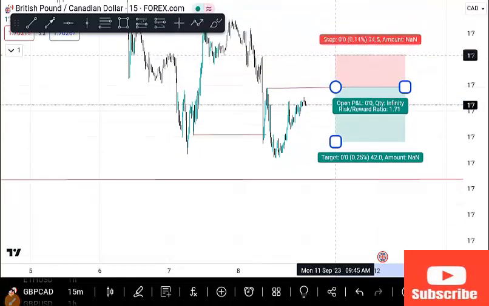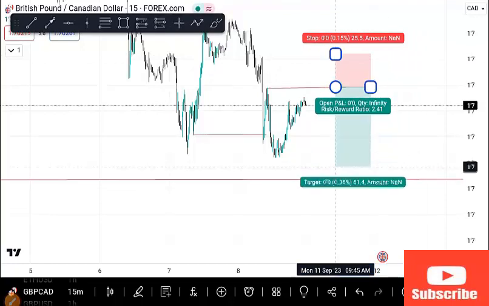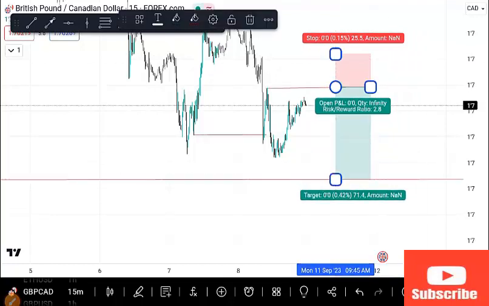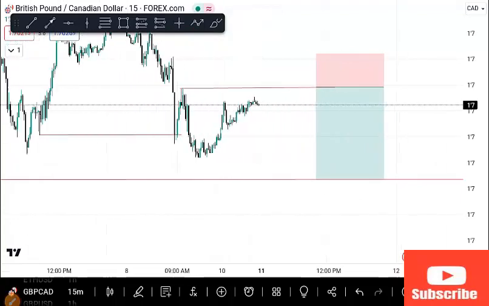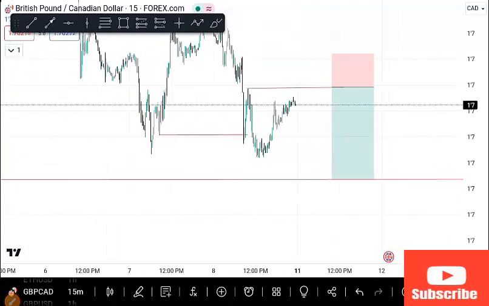So I want to look out for sells in that area. Stop loss should cover the next high, and I should be offloading my sells right there at a nice 2.8 risk to reward ratio.